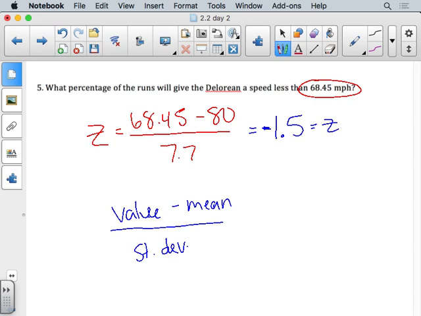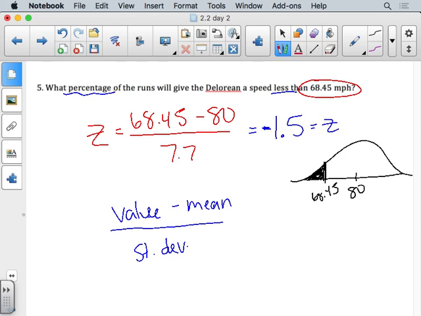That is not our answer. We're trying to get what percentage of our graph is less than that z-score. I'm going to draw a general picture of what you have going on. You don't have to, but I do want you to do it. It's good practice. I have a mean of 80, I have 68.45, and I'm trying to get this shaded area less than. Your picture doesn't have to be perfect.